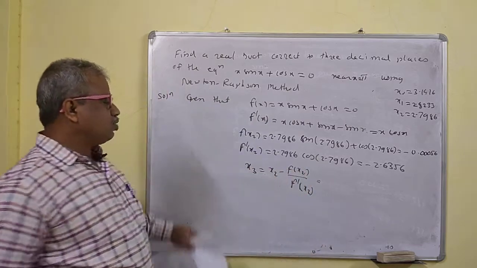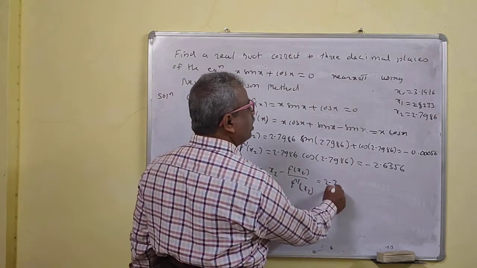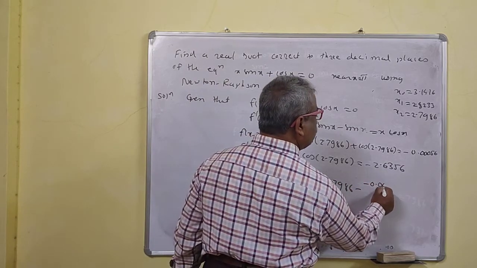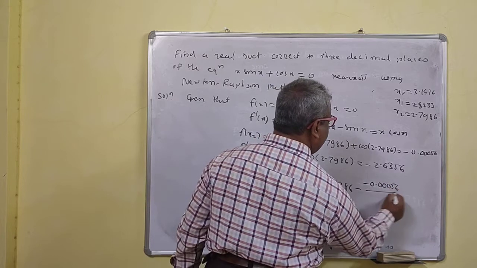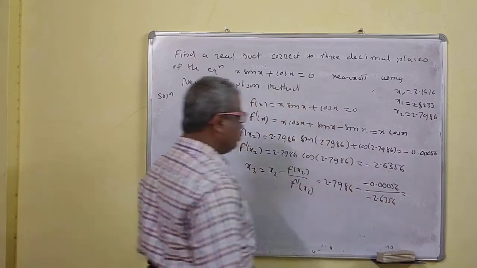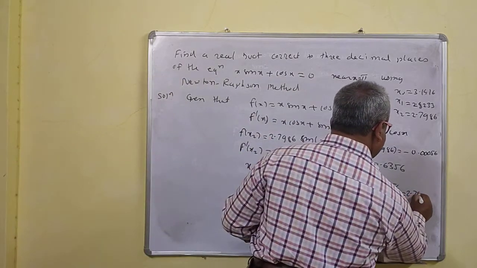x3 is x2 minus f of x2 upon f prime of x2. So we write x2, which is 2.7986 minus 0.0056 upon minus 2.6356, and what we get is 2.7984.